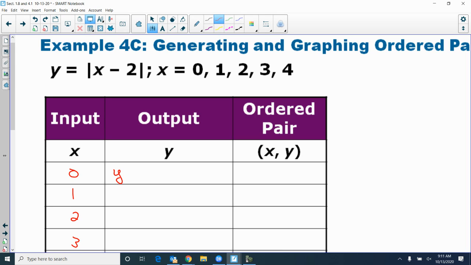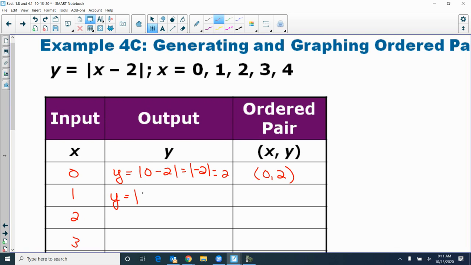All right, so when you plug in 0, y equals the absolute value of 0 minus 2, which is the absolute value of negative 2. Well, what's the absolute value of negative 2? It's always positive, it's 2. So that gives me the point 0, 2. So make sure you have that point.